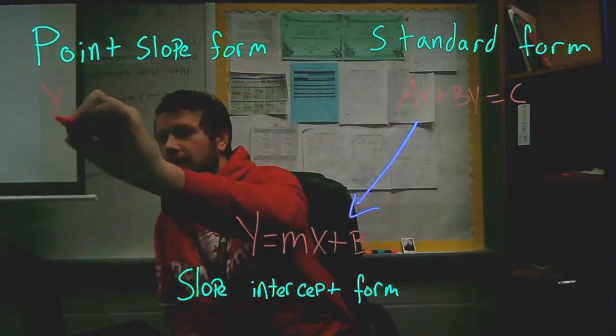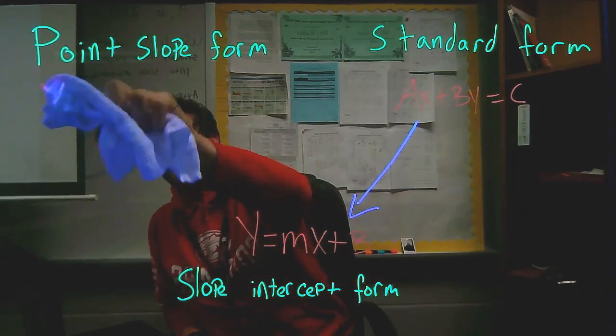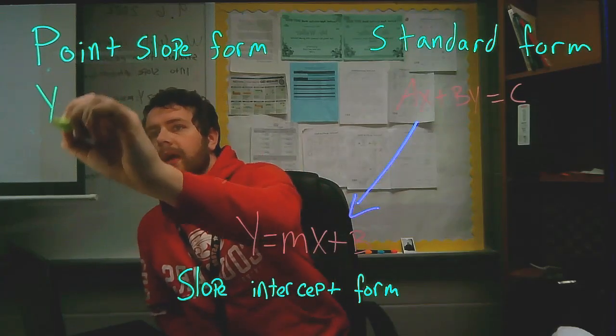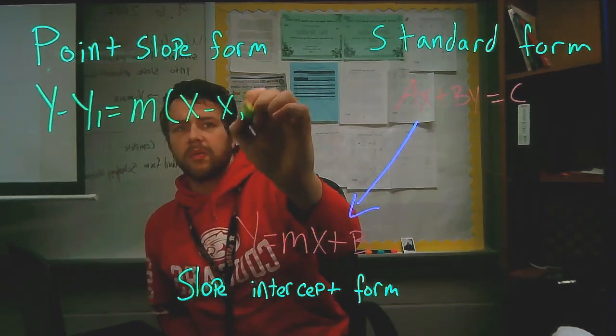Point slope form is y minus y1 equals m parentheses x minus x1. Let's not use that pink then.